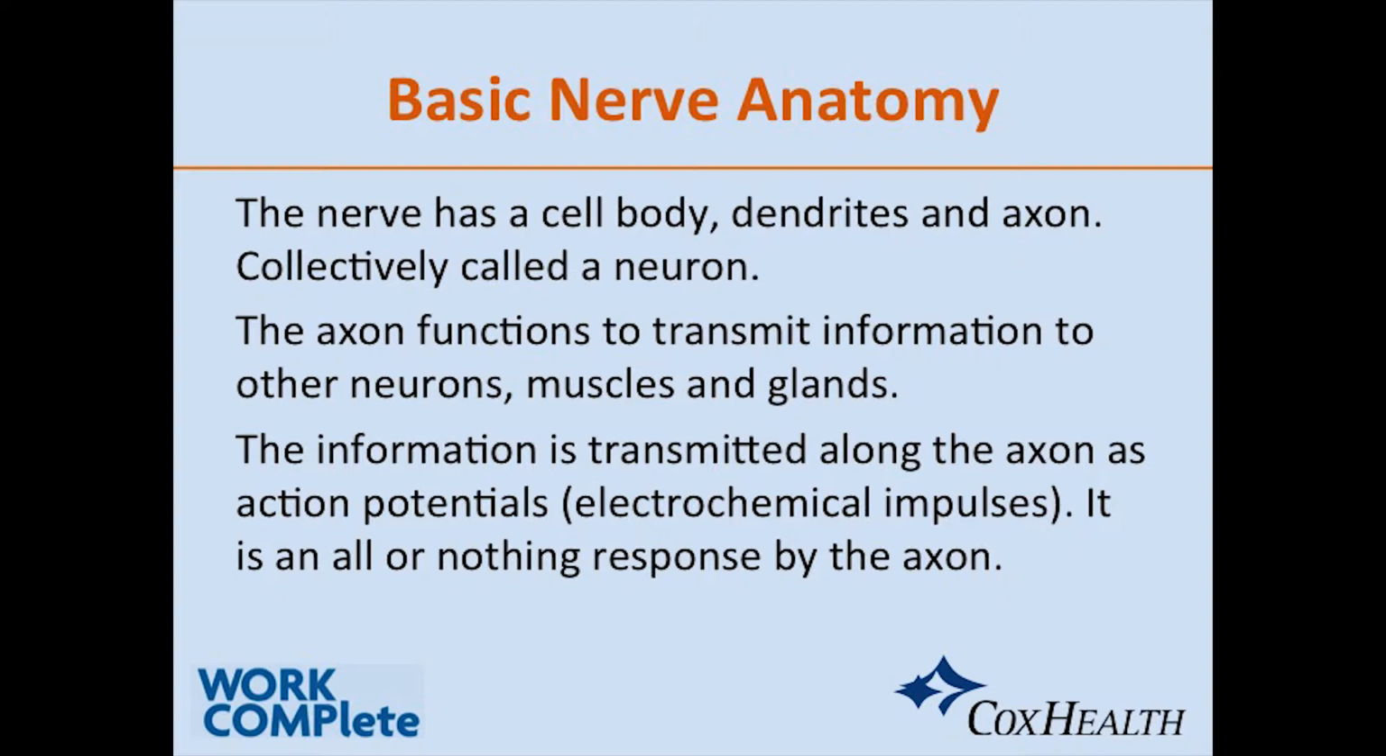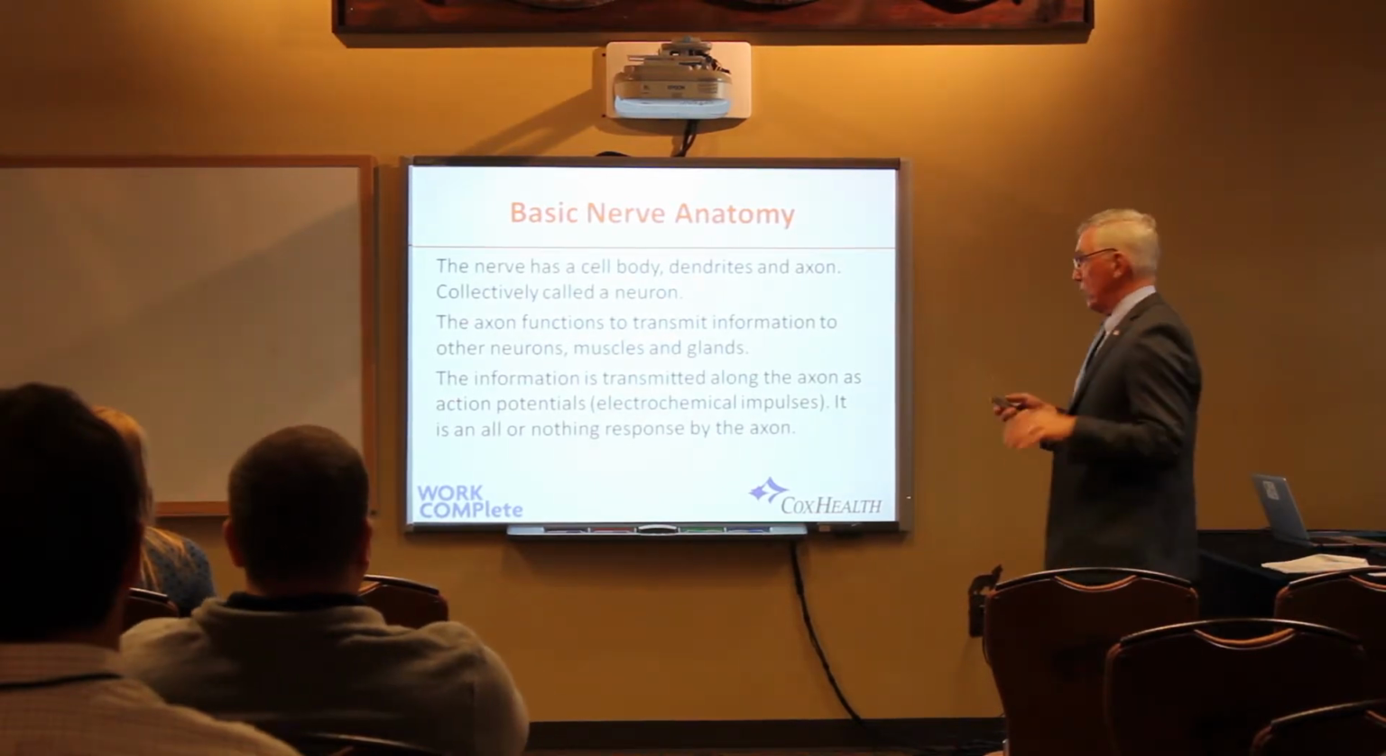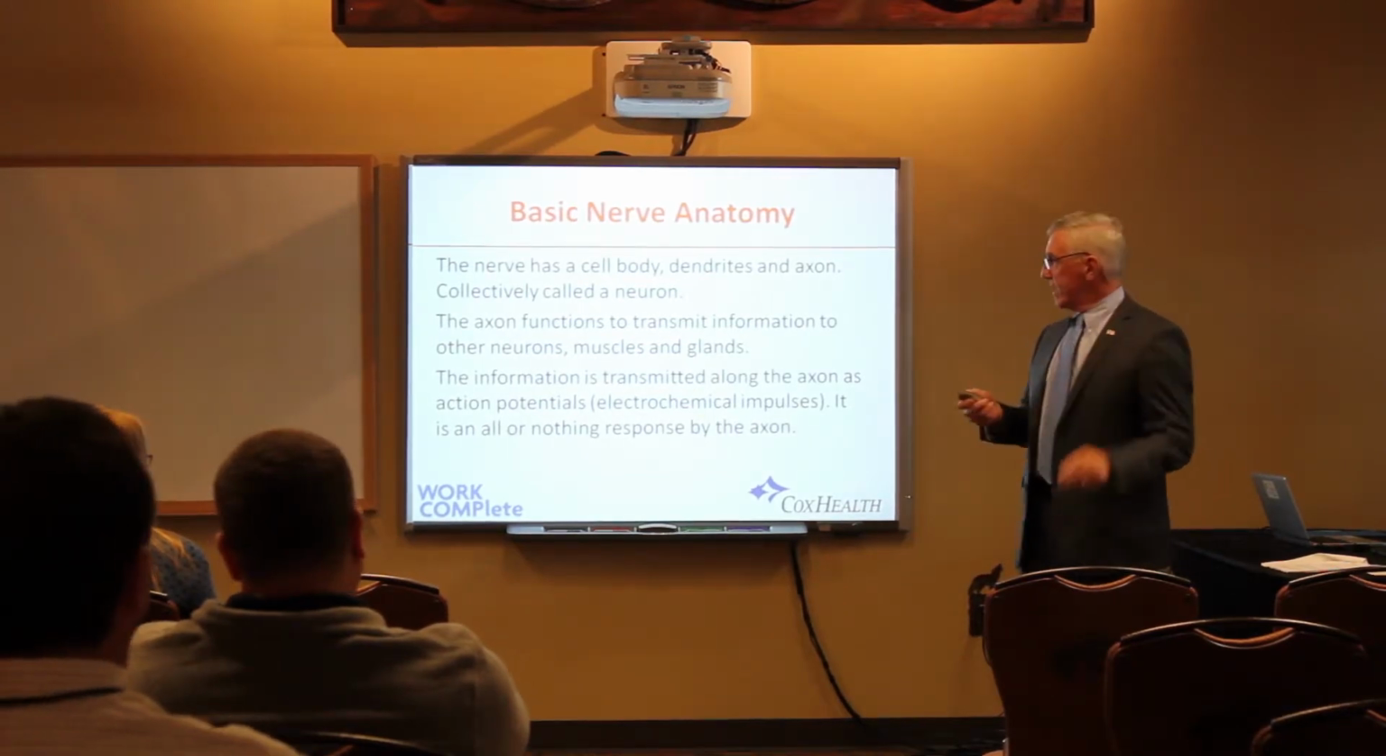The cell body may be up in the spinal cord, but the axon may be down all the way to the fingers. It's a very long part of a nerve, but these are grouped in such a way that forms the nerve, and we'll go over that here in a second.